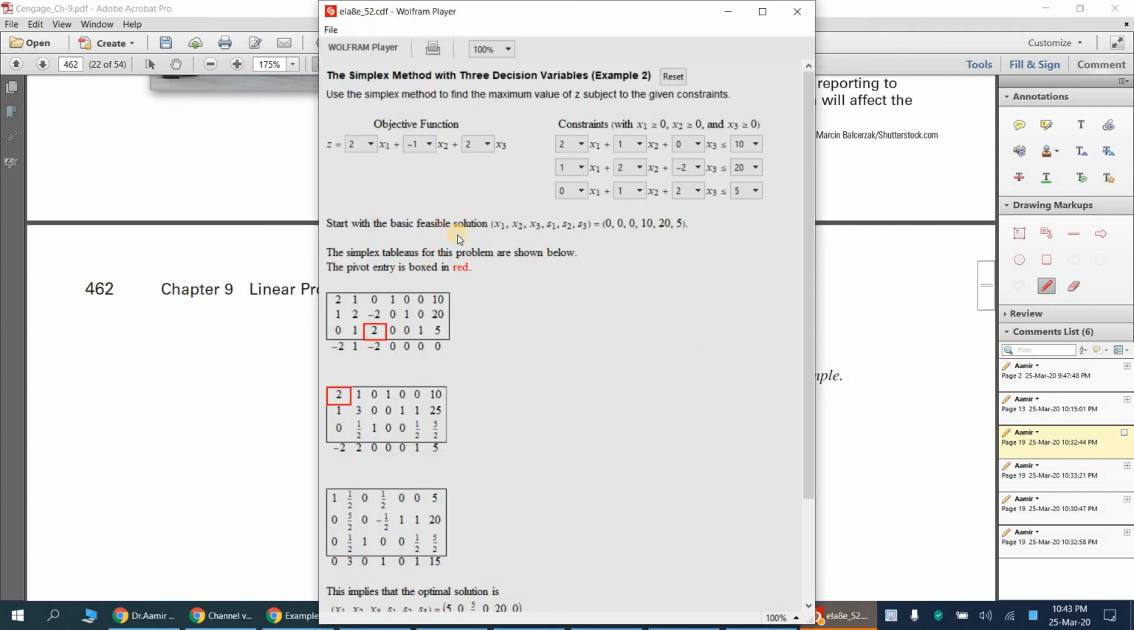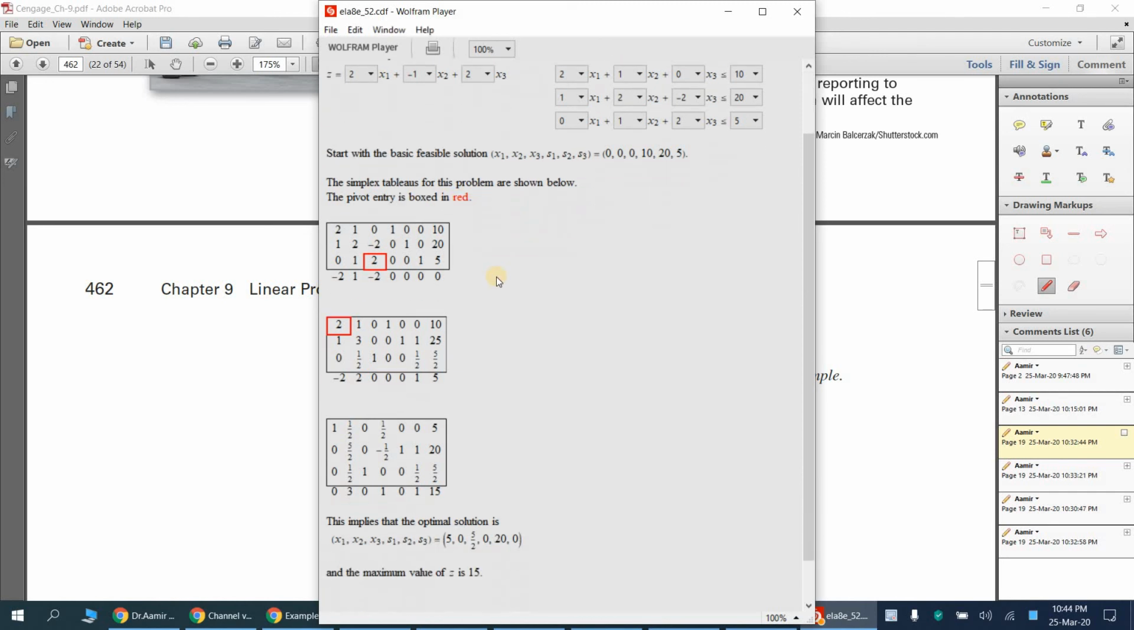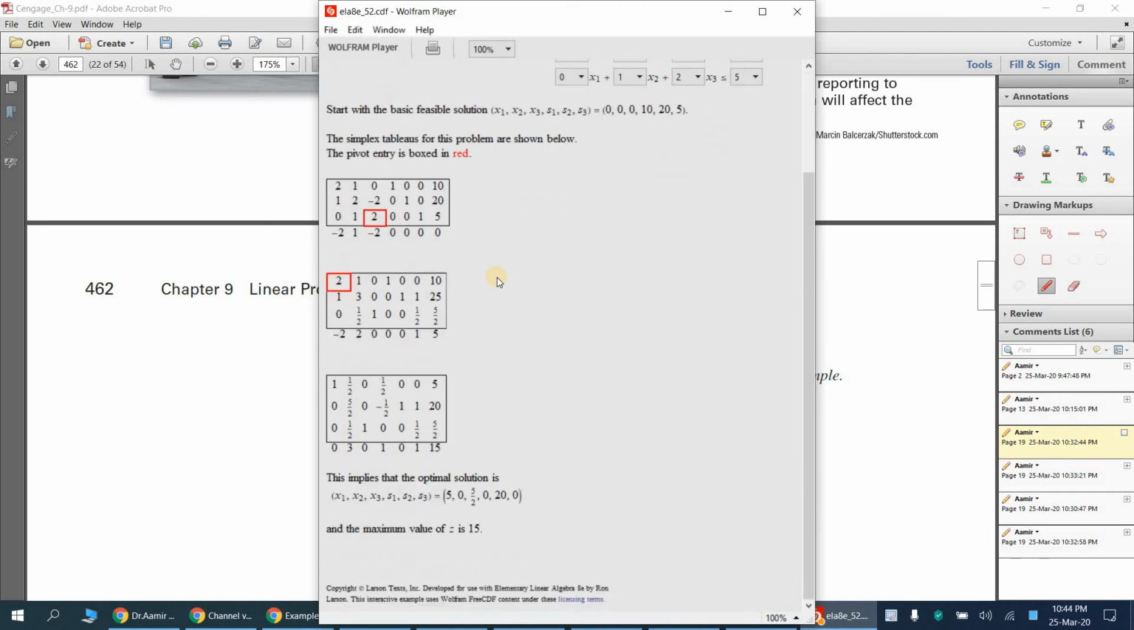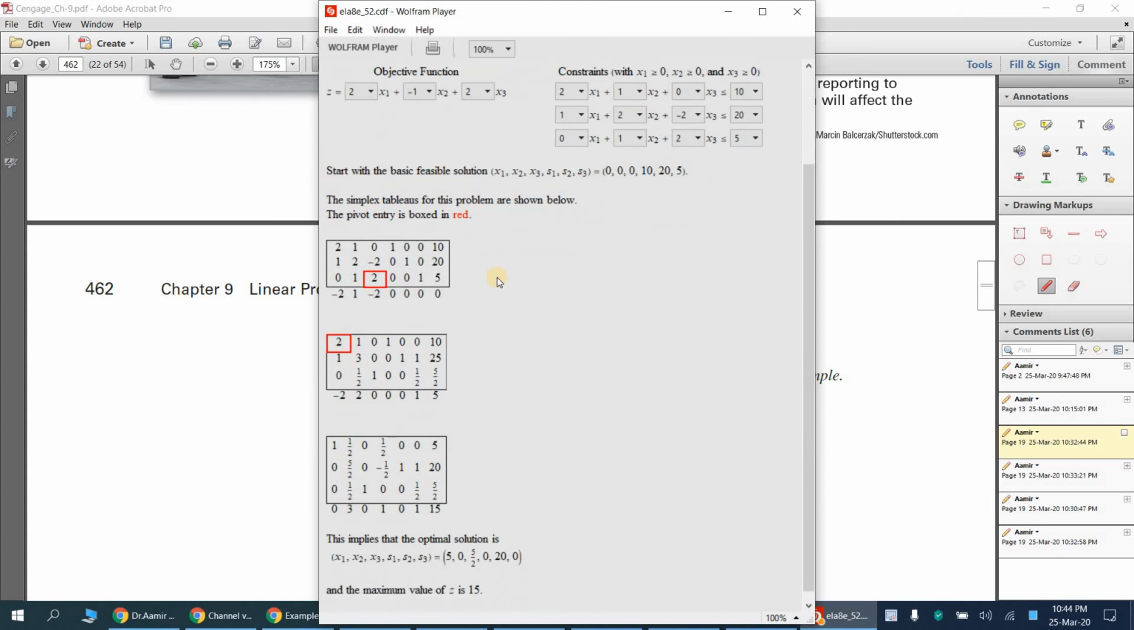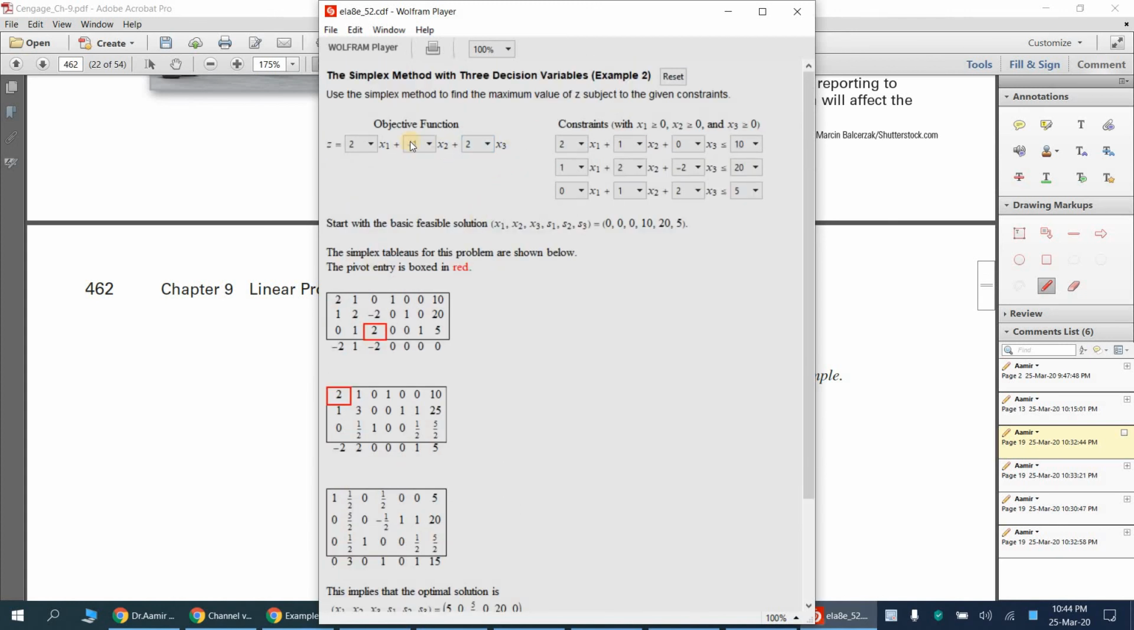So here it is. They have given the simplex method, objective function, and the constraints. And the simplex tableau for this problem are shown below. And the pivot entry is boxed in red. Okay. So it shows a lot of different steps in the problem solving.